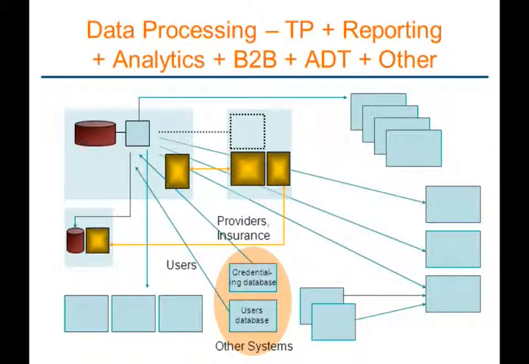In our final slide here, we have added one last component to our data processing picture, where we are doing online transaction processing, reporting, analytics, B2B, movement of ADT data, and then finally we have added systemic data that comes from our credentialing database, which defines our providers such as physicians, nurse practitioners, physician assistants, which all have to be loaded into these systems for the billing purposes, as well as the definition of our users for the purposes of signing on into the systems.